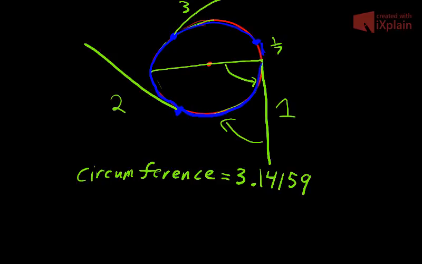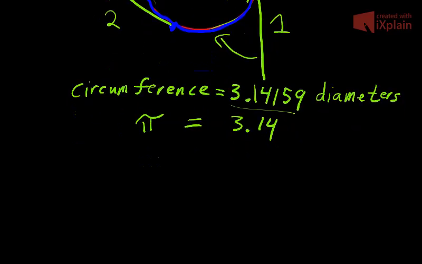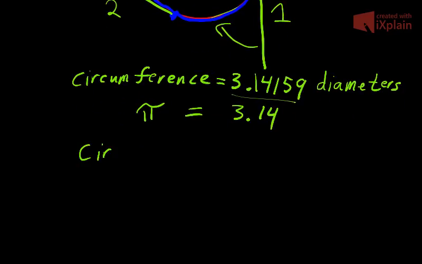3.14159 diameters. And I am really hoping that you guys have seen this 3.14159 number before. It's a little bit familiar, at least. For in class, just to make this a little bit more manageable number, we're going to use 3.14 and call that close enough. And that number is going to be pi. So pi equals 3.14.